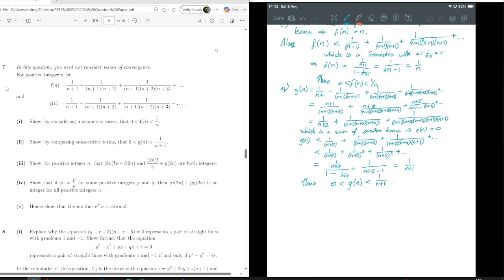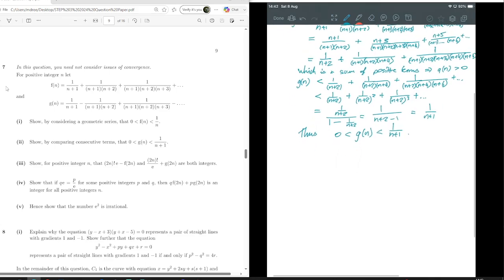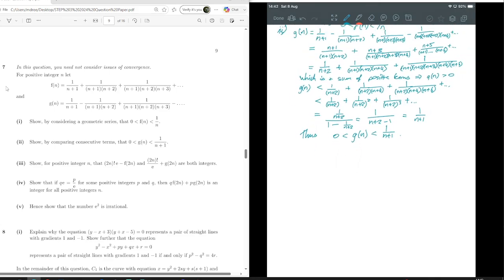Okay, so we've shown some bounds on both gn and fn. We haven't really got to the point of the question yet. So far we're just manipulating series and inequalities.